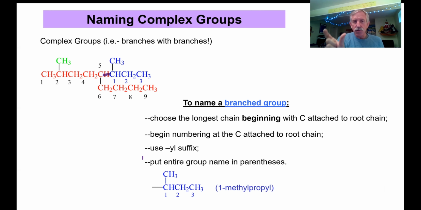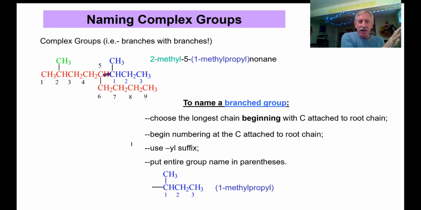That is the group. And which carbon is it attached to on my root? It is attached to carbon 5. So look what happens to the final name. We have 2-methyl, keeping it nice and low, putting it over there as opposed to counting the other way. And then we put 5 because I want to tell the reader where to put this fancy 1-methylpropyl. So it is 2-methyl-5-(1-methylpropyl)nonane.